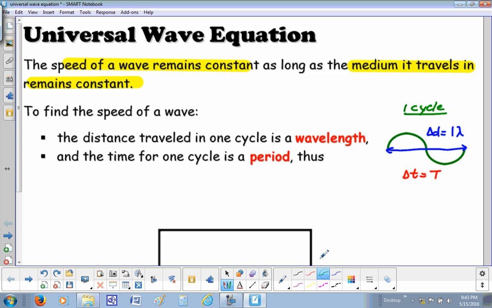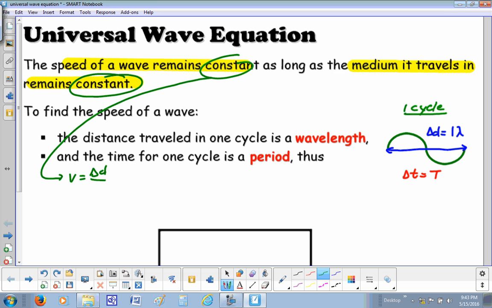And the other thing that we know is this. Because the speed of the wave is constant, we can use the constant motion equation, which is equal to the displacement or distance over time. So in this case, the distance is going to be my wavelength, and the time is going to be my period. I'm also going to throw another twist in here. We also know that the period is the reciprocal of the frequency, and frequency is the reciprocal of the period.